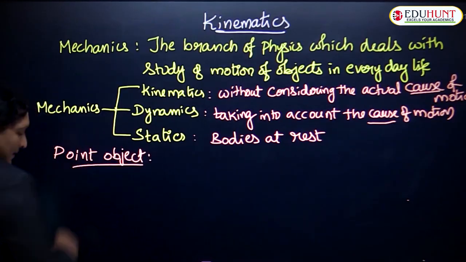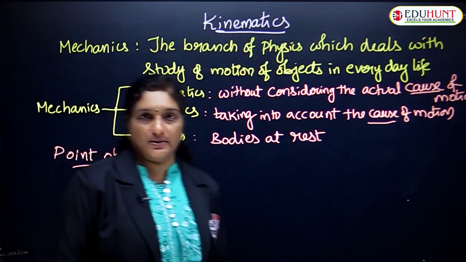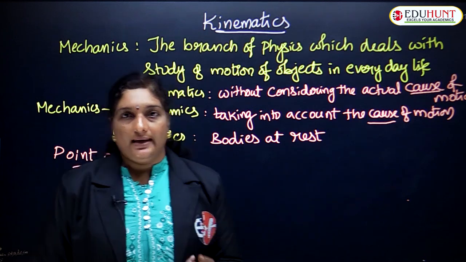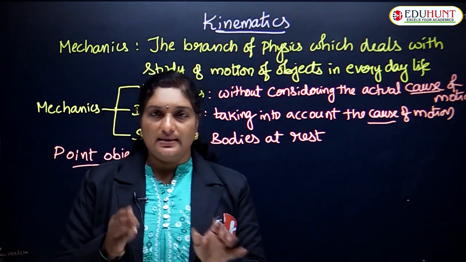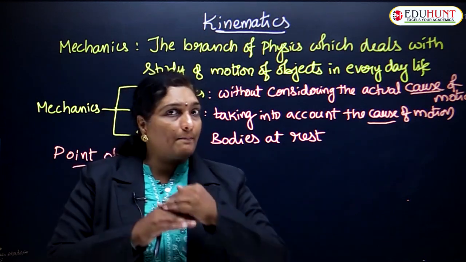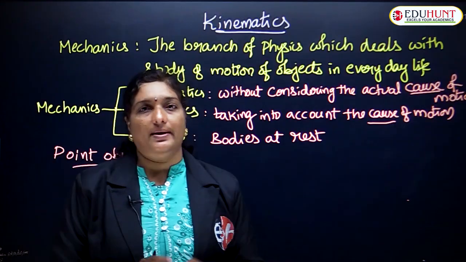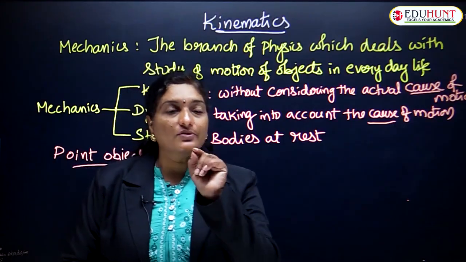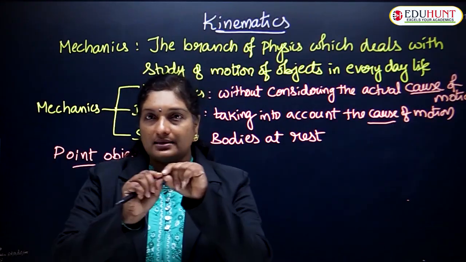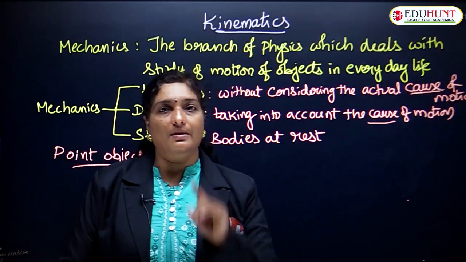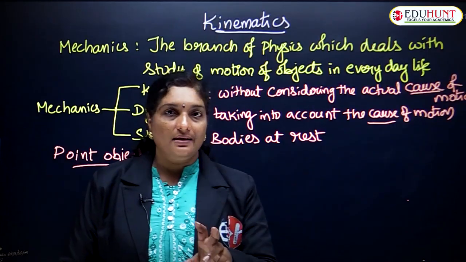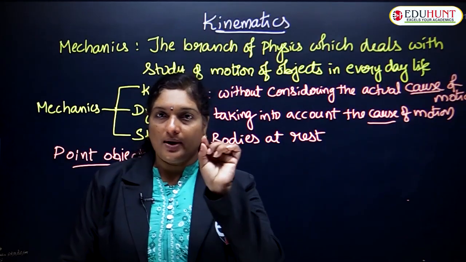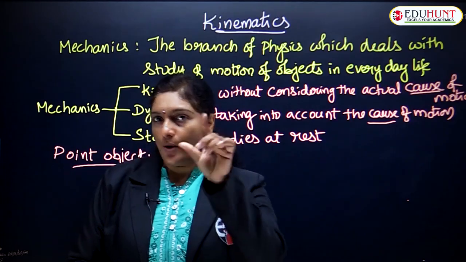So what is meant by a point object? If the size of the object is very small as compared to the distance travelled by the body, we say that the body is considered to be a point object.